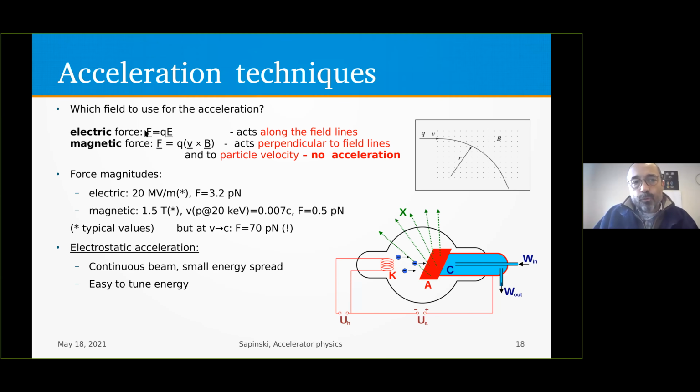We have basically two possible forces, electric force and magnetic force. Electric force acts along the field lines, all right? Yeah, it acts along the field lines. Let's stop here. Now the magnetic force is actually perpendicular to the field lines.